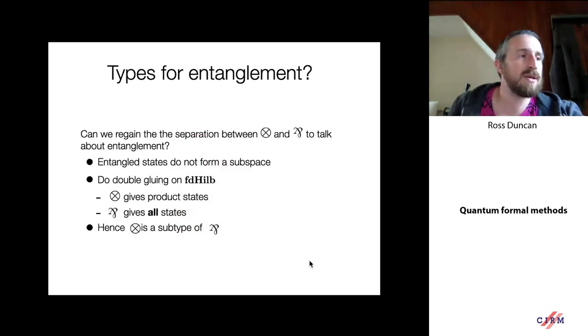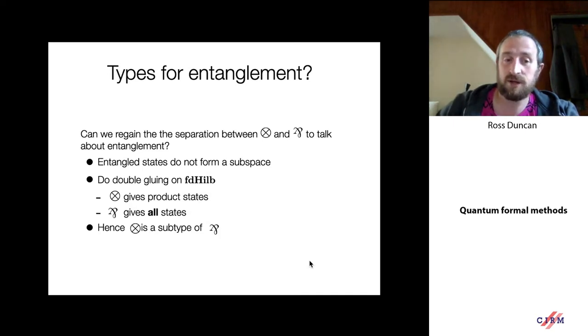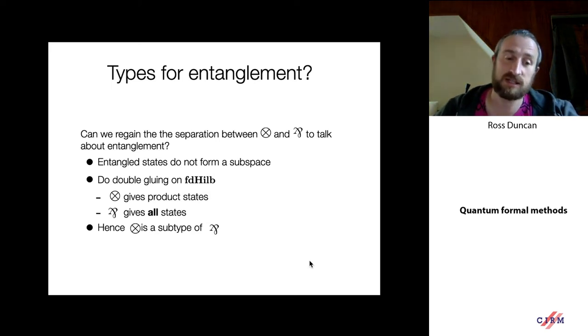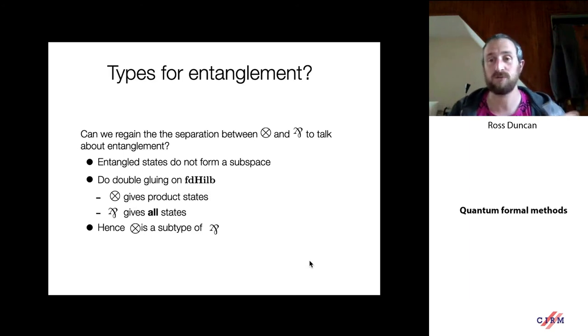So in the normal model of MLL in Hilbert spaces, the tensor product connective from linear logic and the par connective of linear logic get identified, turn out to be the same thing. Now we can do a categorical construction on this to make a more complicated object, which is called double gluing, but we don't get the entanglement back out. We get the tensor product corresponding to the product of state spaces, so only separable states, and the par being all the states. So instead of getting a nice dichotomy between entangled and separable, we get the inclusion of the separable states in the type of par, which is not really what we wanted.